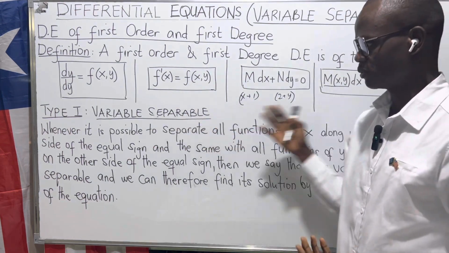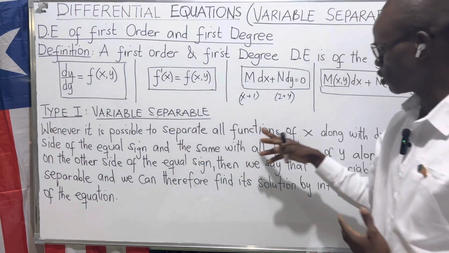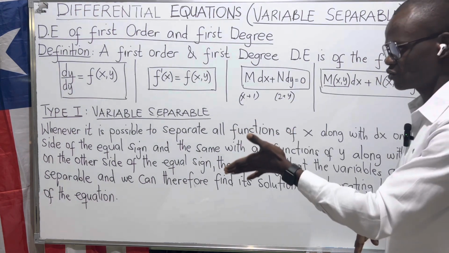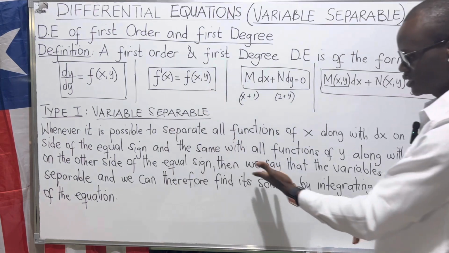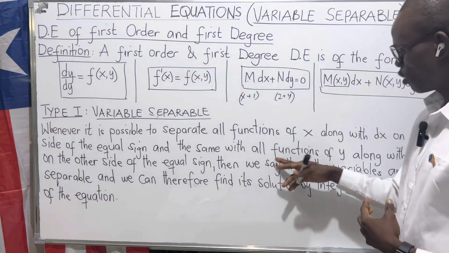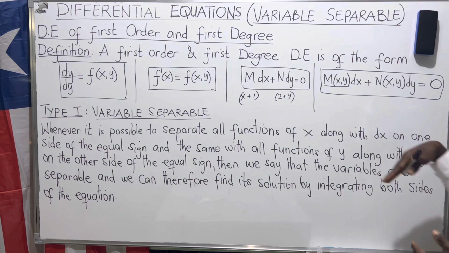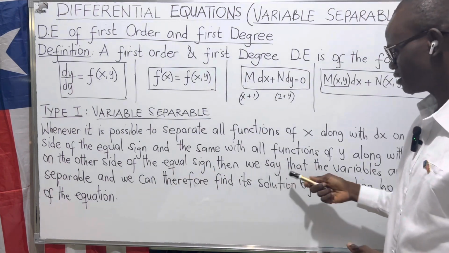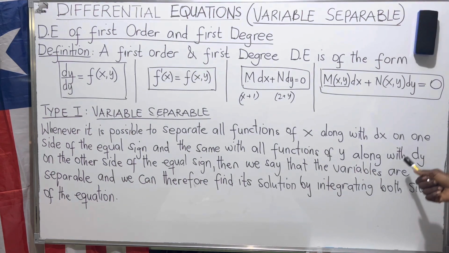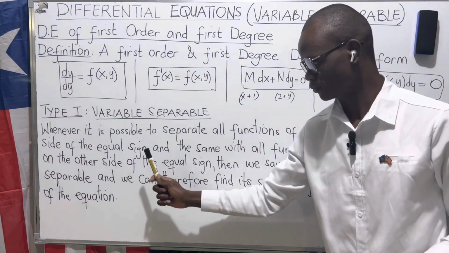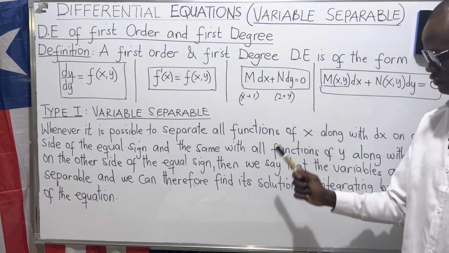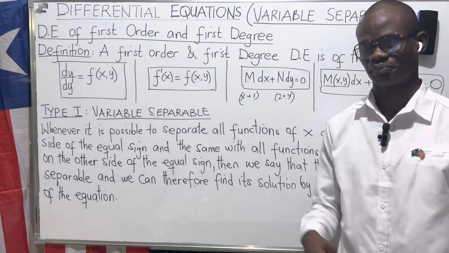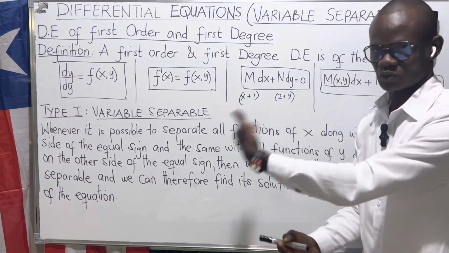So that's exactly what we meant. We said whenever it is possible to separate all functions of x along with dx on one side of the equation, and the same with all functions of y along with dy on the other side of the equal sign, then we say that the variables are separable, and we can therefore find its solution by integrating both sides of the equation. So you see, it's well explained.